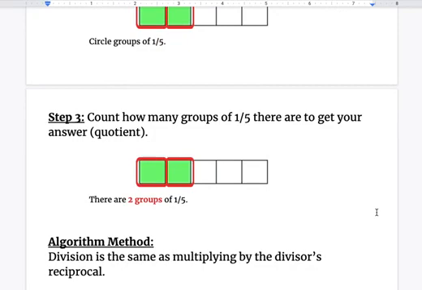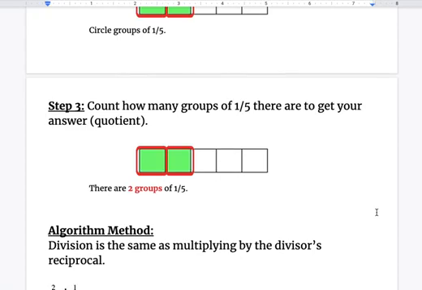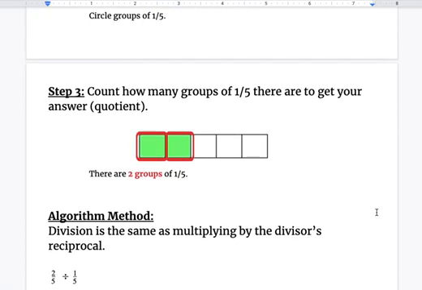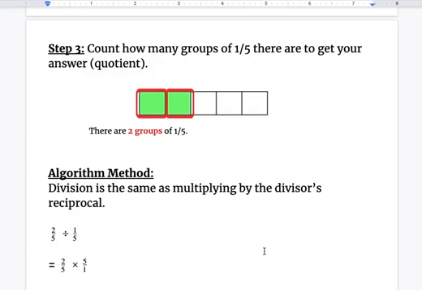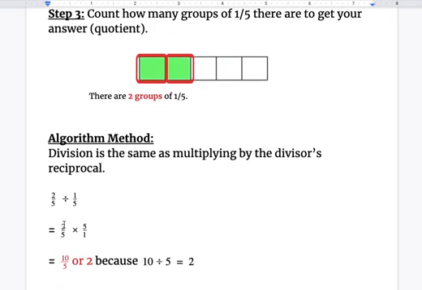With the algorithm method, remember that division is the same as multiplying by the divisor's reciprocal. So 2/5 divided by 1/5 would be changed into 2/5 times 5 over 1. When you multiply both sides, you get 2 times 5 on the top, which is 10, 5 times 1 on the bottom, which is 5. 10 divided by 5 is 2. 10/5 is the same as 2. So that's using the tape diagram method and the algorithm method to get to your answer of 2.